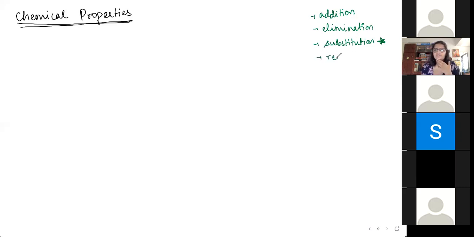And you have rearrangement. Out of these four, these three you will be coming across quite frequently. We'll be looking at the mechanism of each of these in different contexts. So just be familiar with the names and what's happening here. Apart from that, you have these named reactions, but we'll get to that when we get to it. So the first reaction we'll talk about: alkanes undergo substitution reactions.